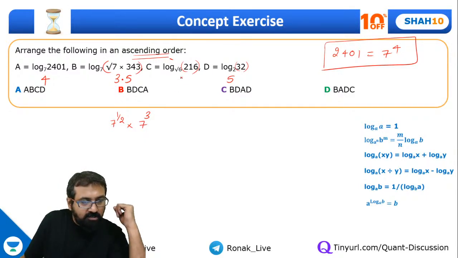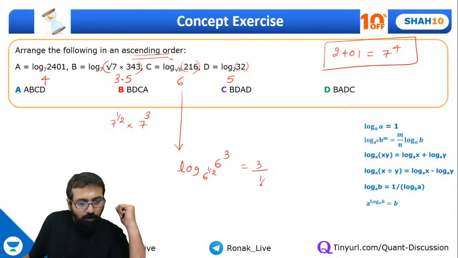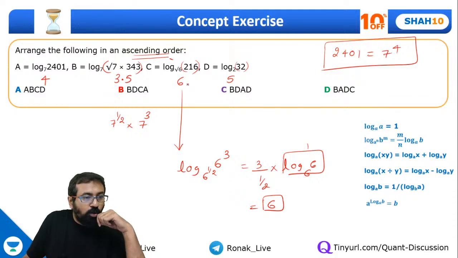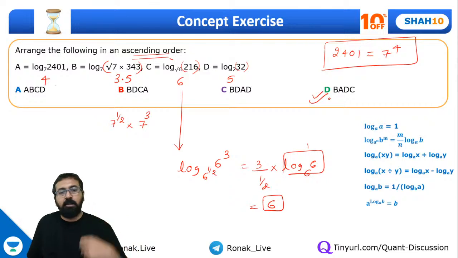This will be 6. Let me just solve this one. Log of 216 is 6 cube and root 6 means 6 raised to 1 by 2. So this will be equal to 3 upon 1 by 2 into log of 6 with base 6. So this will come out to be 6 as the result, because this is 1, right? So the smallest one is B, then A, then D, and then C. It's option D, B, A, D, C.